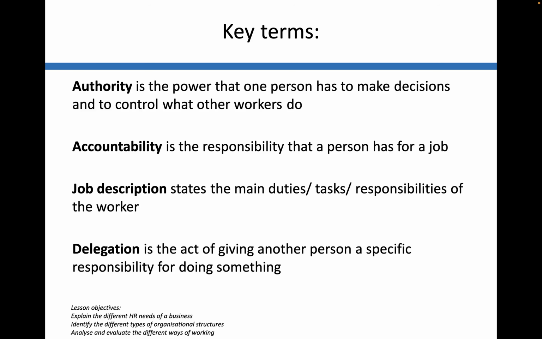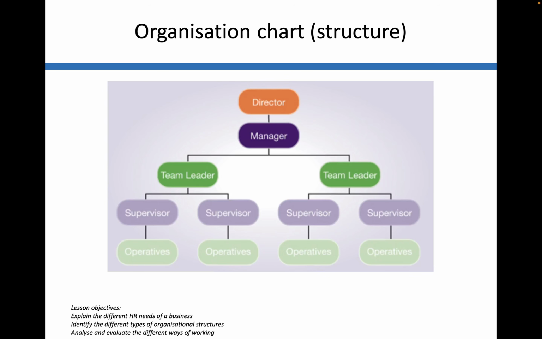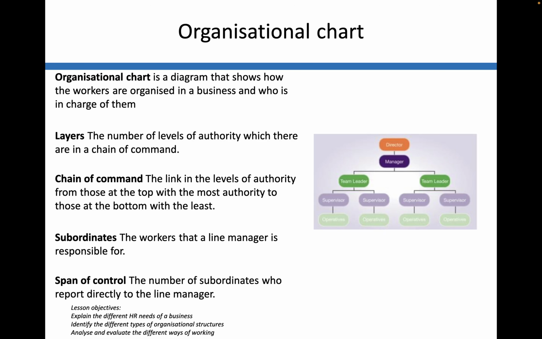Delegation is giving work to some of your subordinates. Organisational charts will come on to, actually all of these terms I think I will cover when I show you organisational charts, so I might flick between different slides here. So this is an organisational chart, or sometimes it's called an organisational structure. The person at the top has the most authority, in this situation the director, and the people at the bottom have the lowest authority, in this situation operatives.